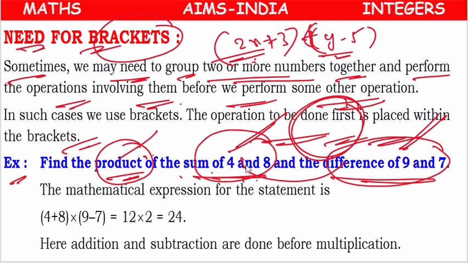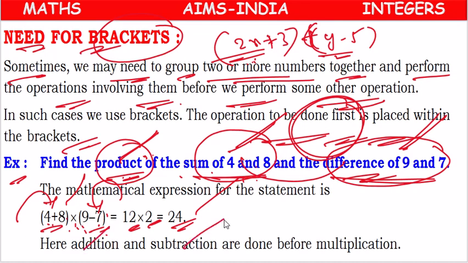Sum of 4 and 8 means 4 plus 8. Difference of 9 and 7 means 9 minus 7. Product means into. This sum is to be done separately, and this difference is to be done separately. After getting the values, both are to be multiplied. 4 plus 8 is 12, 9 minus 7 is 2, so 24. So addition and subtraction are done before multiplication.